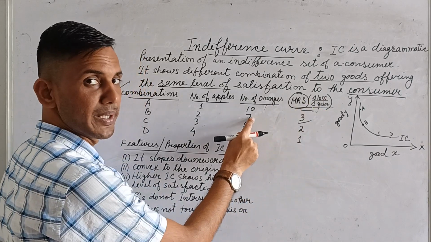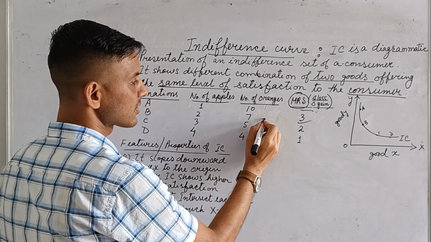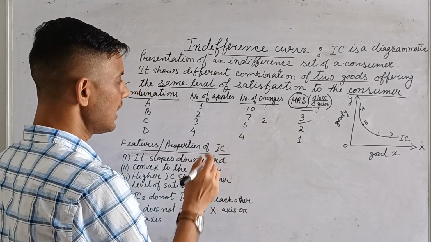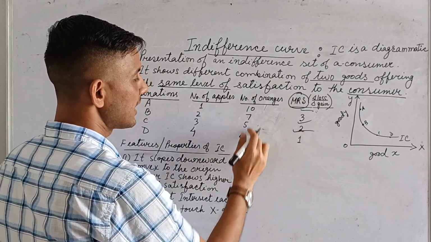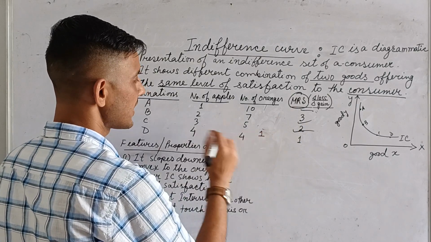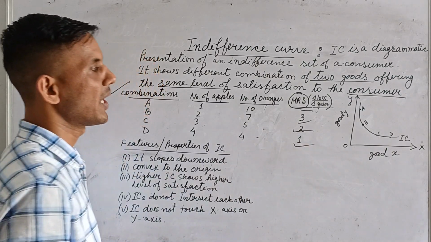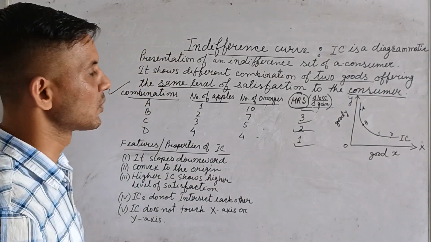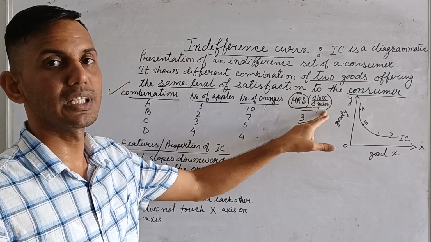For the next, you see change in loss. Before it was 7, now 5. What is the change amount? Loss change is 2 and gain is 1. 2 by 1 is equal to 2. Then here change in loss is 1 and change in gain is also 1. 1 by 1 is equal to 1. So this is the marginal rate of substitution: change in loss divided by change in gain.